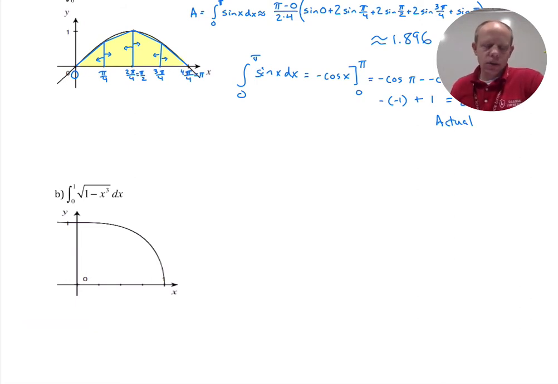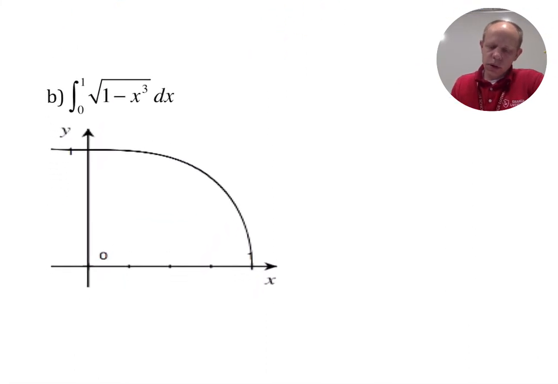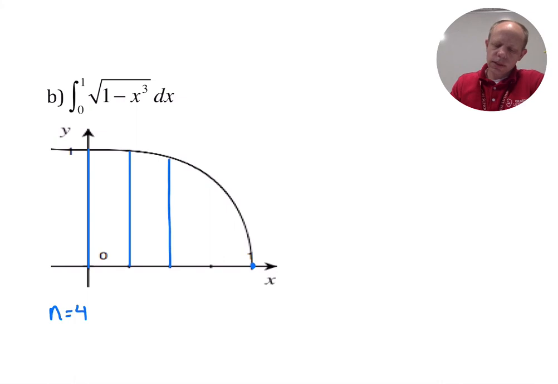All right, so let's just take a look and analyze here what we're doing. We're going to go from 0 to 1. So here we are at 0. Here we are at 1. It looks like that's 0. And n is going to equal 4 in this case. Okay, so we're going to split this into 4 equal subdivisions.